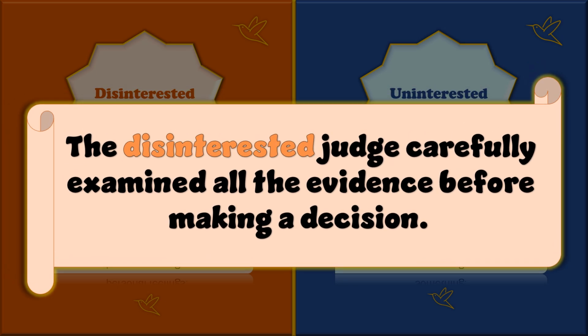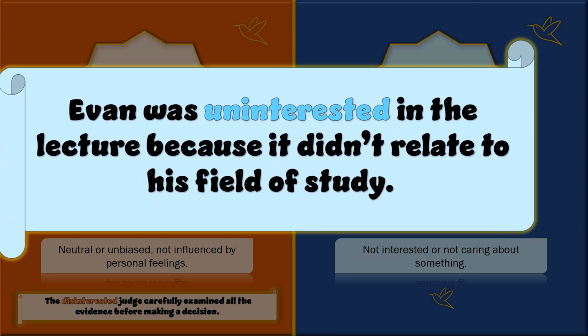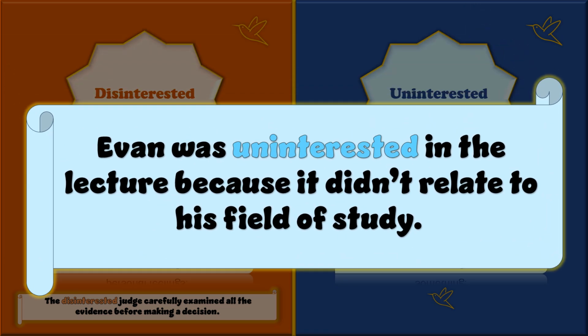Read each example sentence carefully, paying attention to the context. Notice how spelling and pronunciation match the intended meaning in each sentence. The disinterested judge carefully examined all the evidence before making a decision. Evan was uninterested in the lecture because it didn't relate to his field of study.